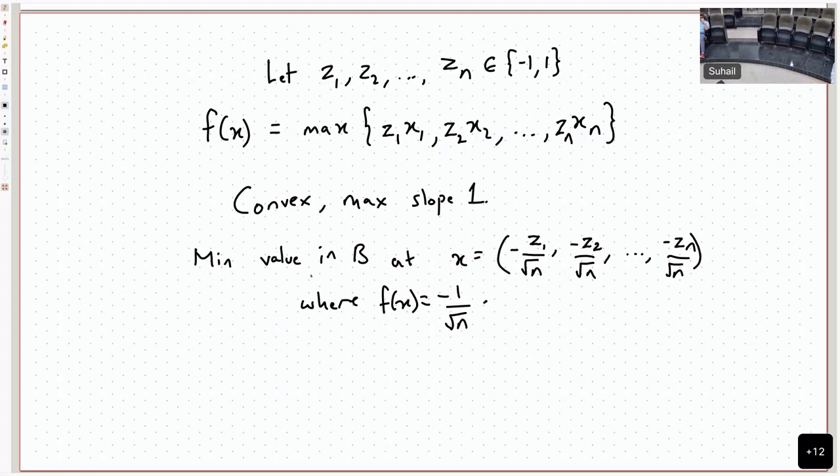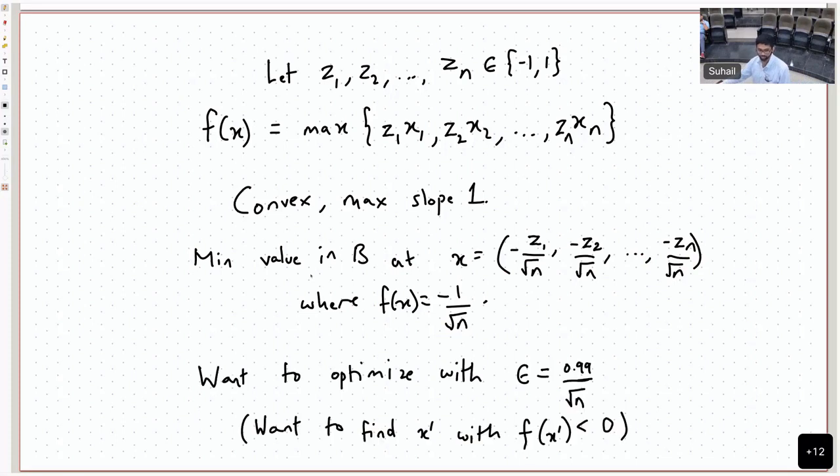This also has the same properties, it's convex. x1 was basically this plane, minus x1 is this plane. It just flips its orientation. And its maximum slope is 1. The minimum value that this function takes is again the same. It's just that you have to modify your x to make sure that each of the entries is still -1 by square root n. The properties of this function remain pretty much the same. And we want to optimize it with epsilon being very close to 1 by square root n.